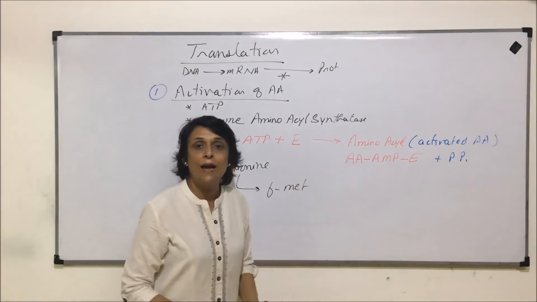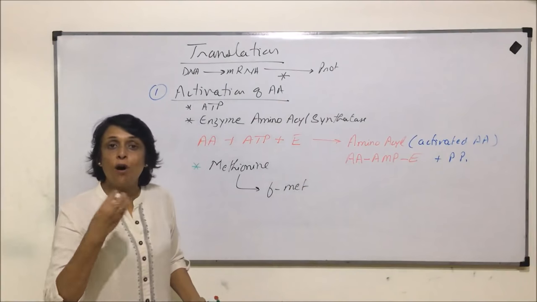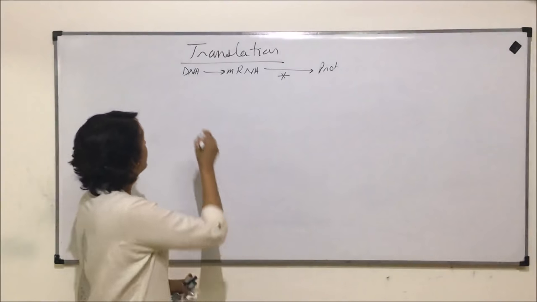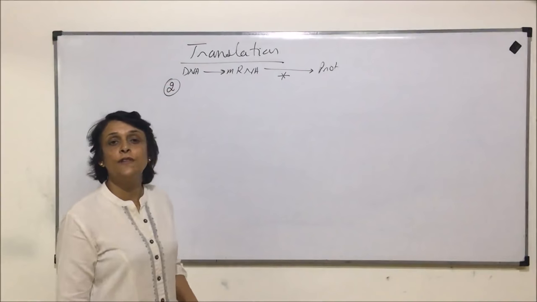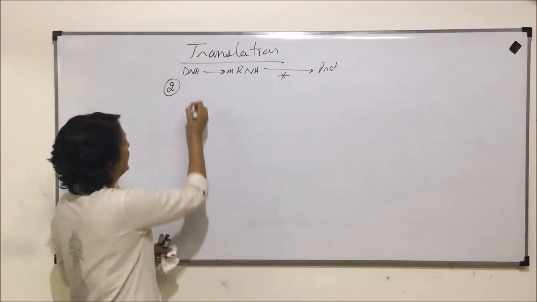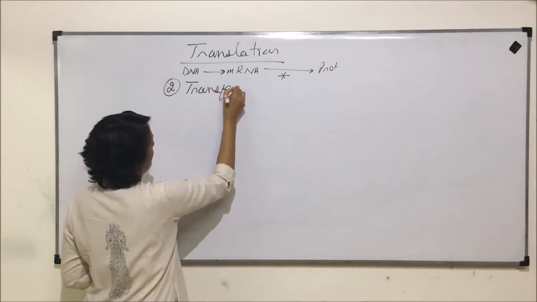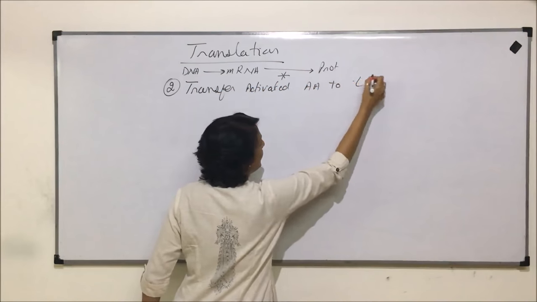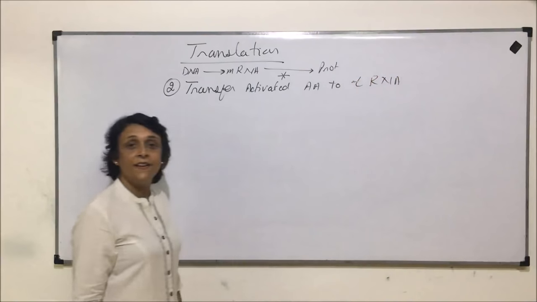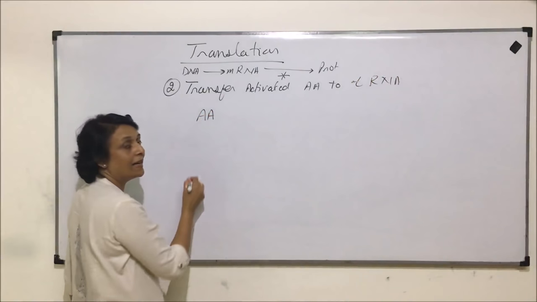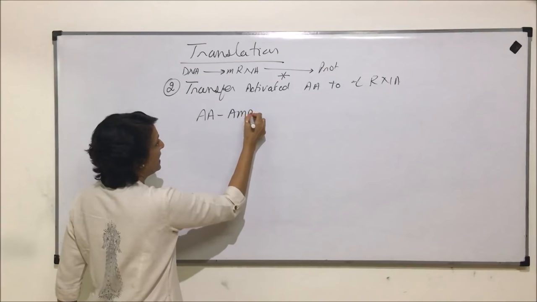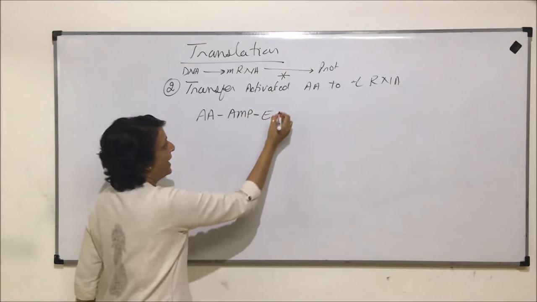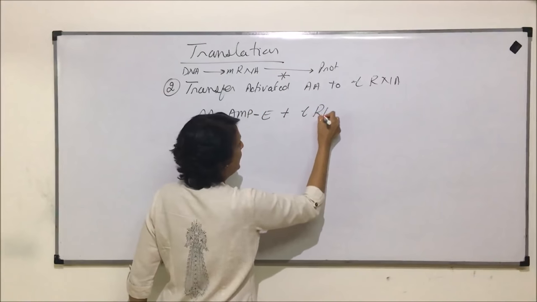Now this activated amino acid has to be brought by tRNA. So let us talk about step number two now. After activation, step number two is transfer of that activated amino acid to tRNA. So we need to transfer it. The activated amino acid was written as aminoacyl AMP enzyme complex. This is how we wrote the activated one. And now this needs to be transferred onto tRNA.